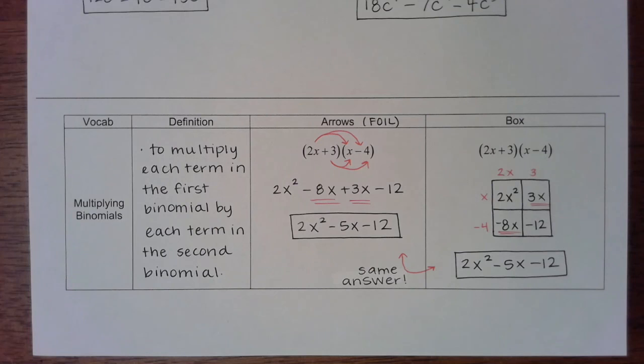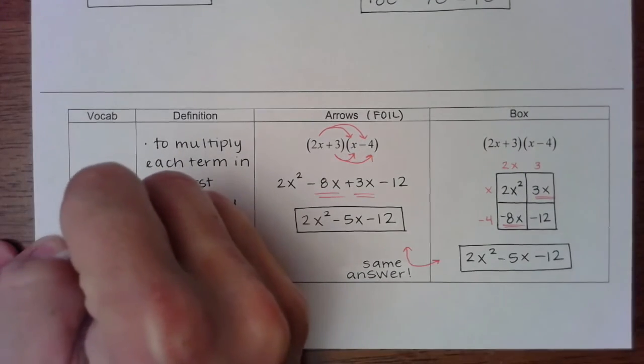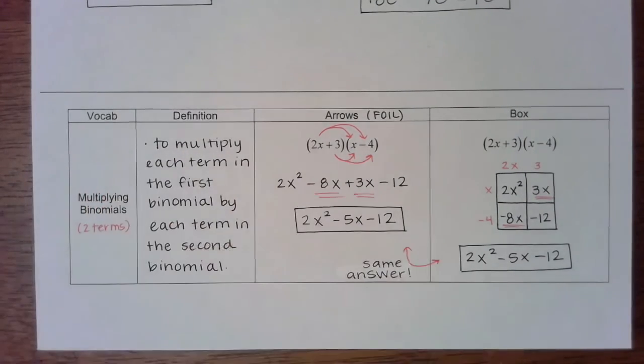So the other kind of multiplying that we're going to be doing in the notes today is multiplying binomials. Binomials mean that they have 2 terms, and so when you're doing this, it's a little bit different because it's not one thing being multiplied to everything like in the distributive property. It's 2 things being multiplied by 2 things. To multiply each term in the first binomial by each term in the second binomial. That's what it means when you're multiplying binomials.